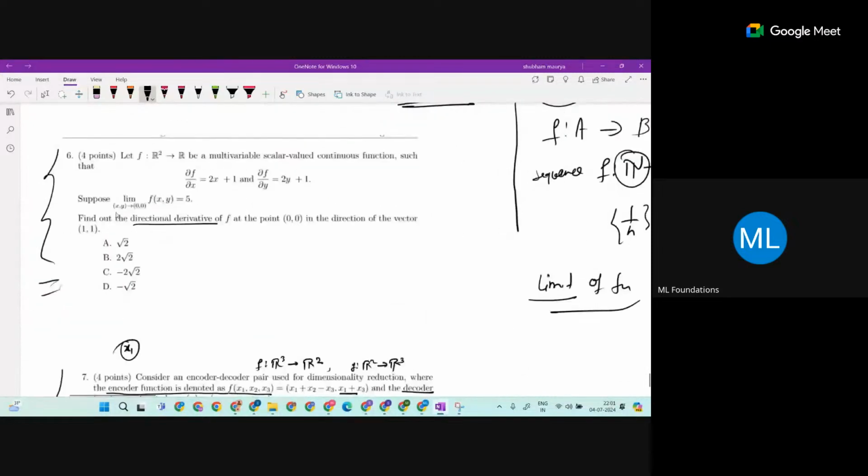Now you people will find this one easier, but all of you try this. Find the directional derivative of f at point (0, 0) in the direction of the vector (1, 1). All of you please try this. Let me know which option is going to be correct. Directional derivative is asked here.